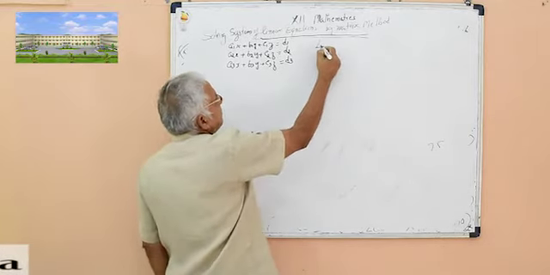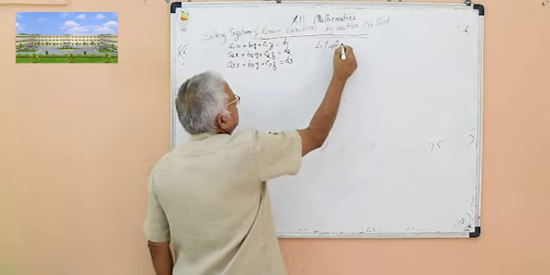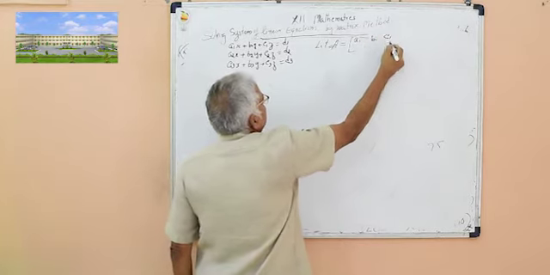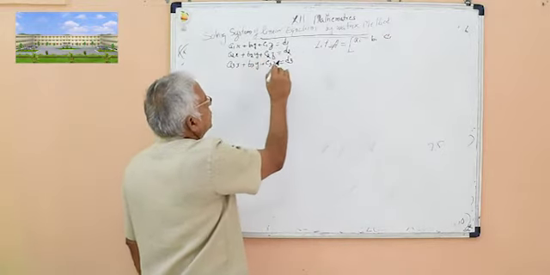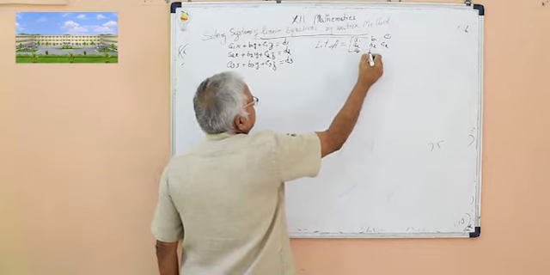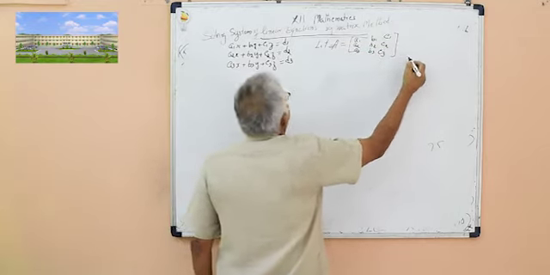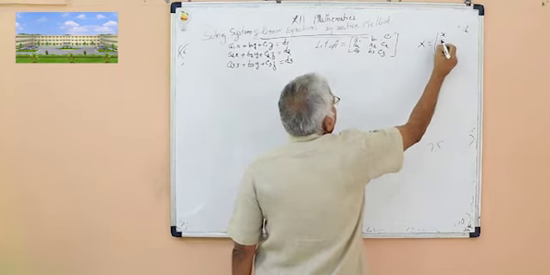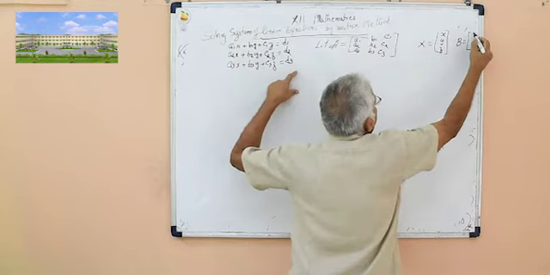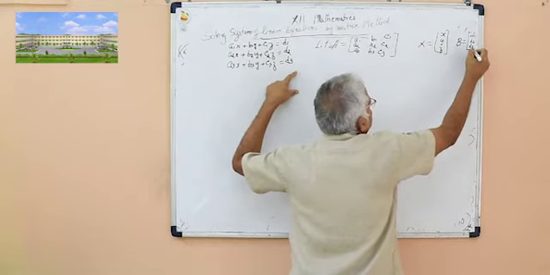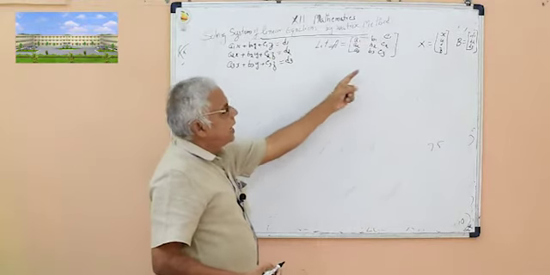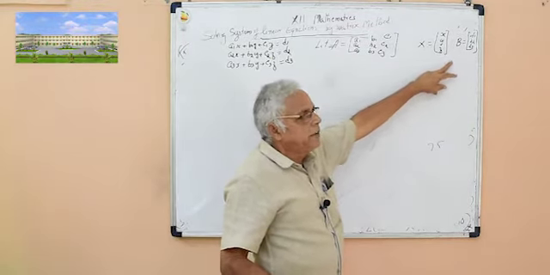Let matrix A be equal to the matrix with first row a1, b1, c1, second row a2, b2, c2, and third row a3, b3, c3, the coefficient matrix. Let x be the variable matrix x, y, z, and b the right hand side constant matrix d1, d2, d3.